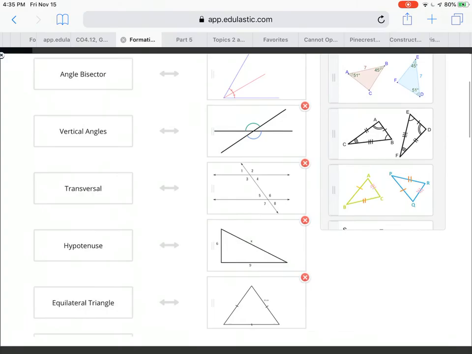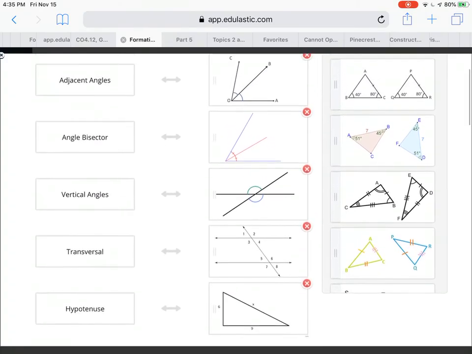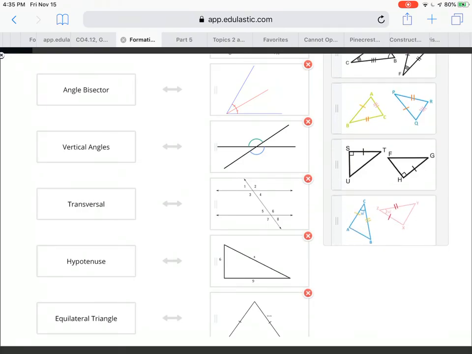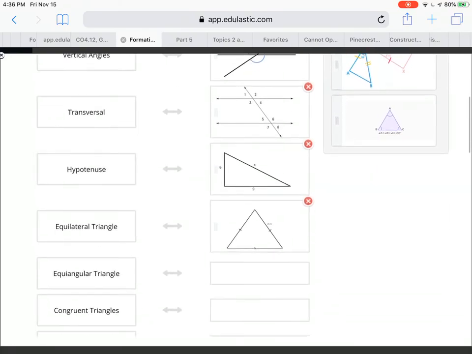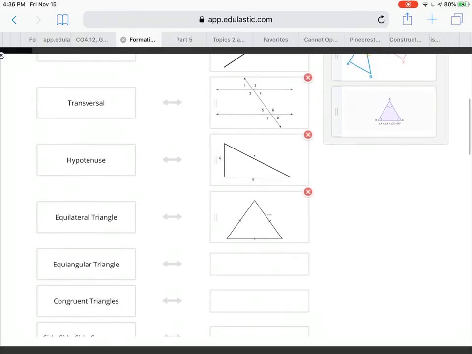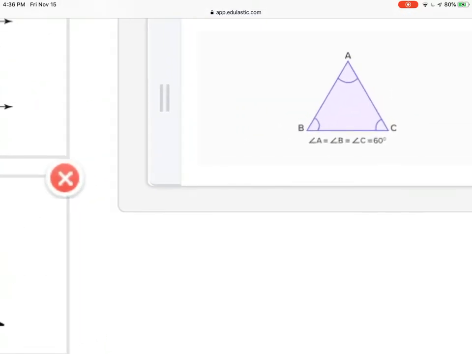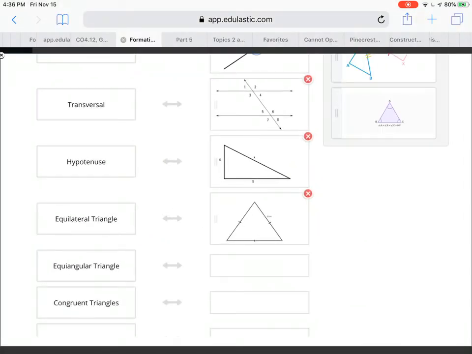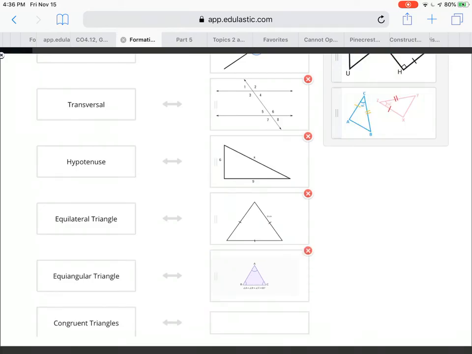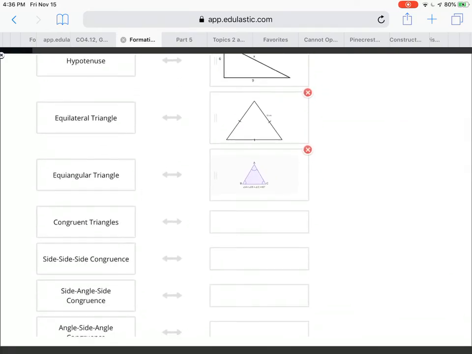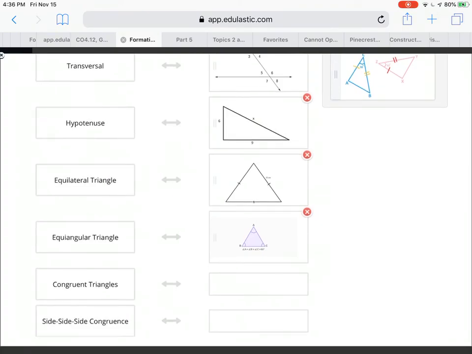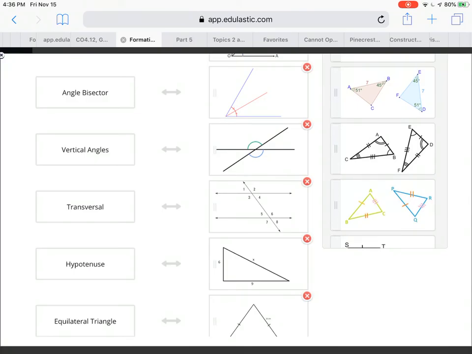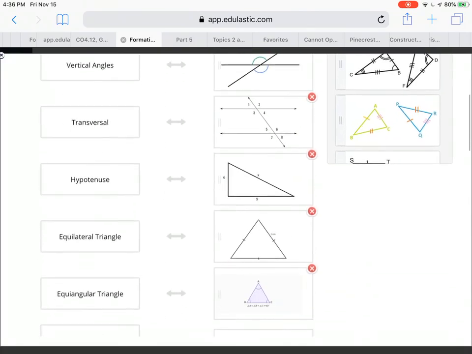Equiangular triangle. Turns out that those are equivalent to equilateral triangles. But more specifically, it means that all 3 angles are the same. So that would be that picture at the bottom, which is explicitly saying that A equals B equals C equals 60. Okay, so that's that one. Congruent triangles. So 2 triangles are congruent when all their parts are congruent. So that would be this one, that black one in the middle.